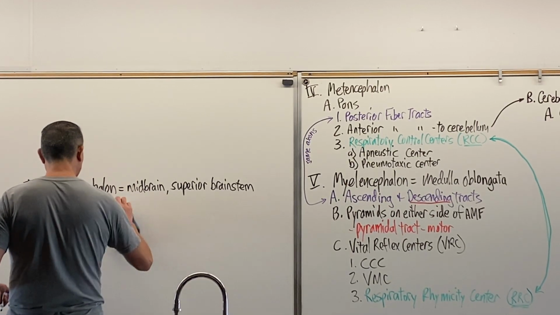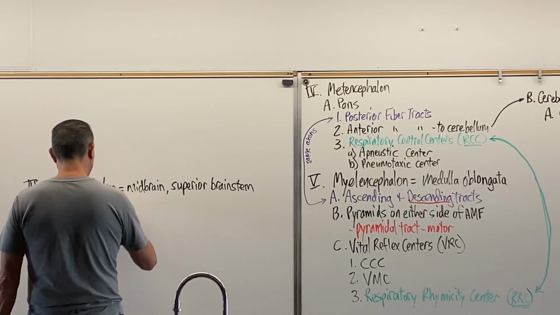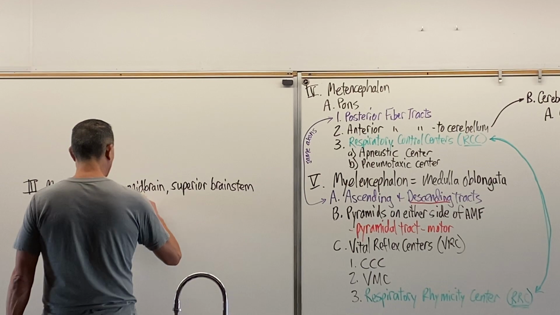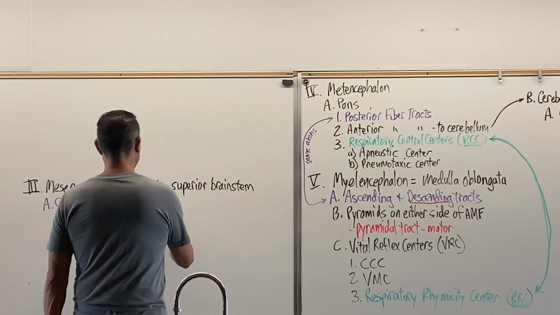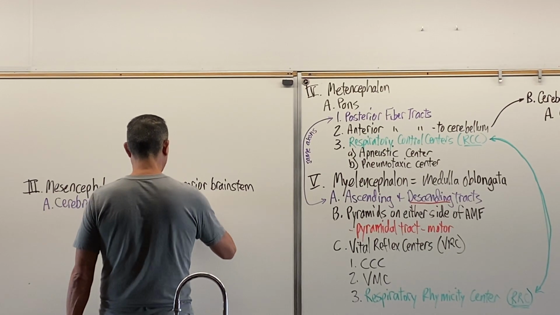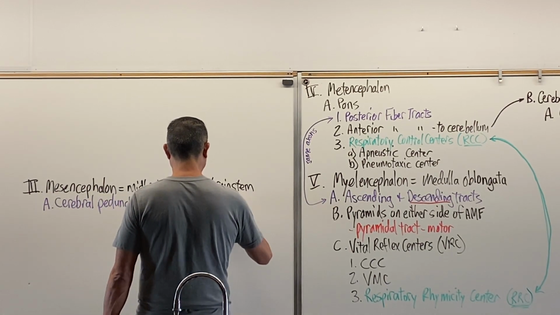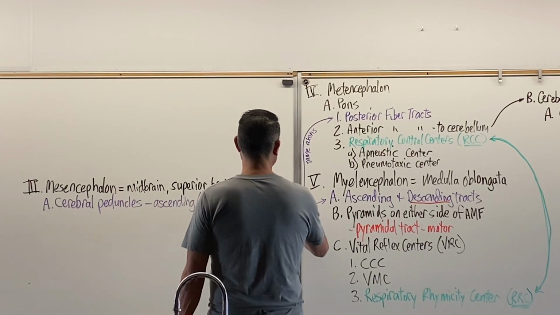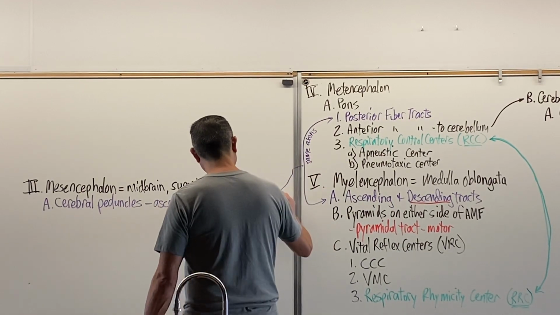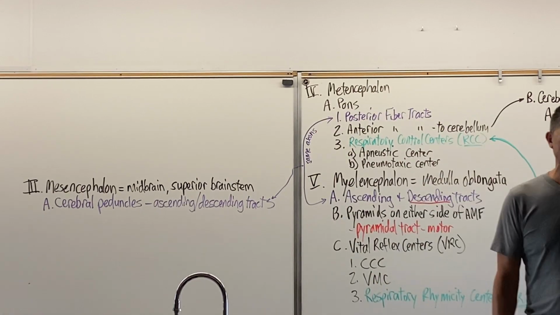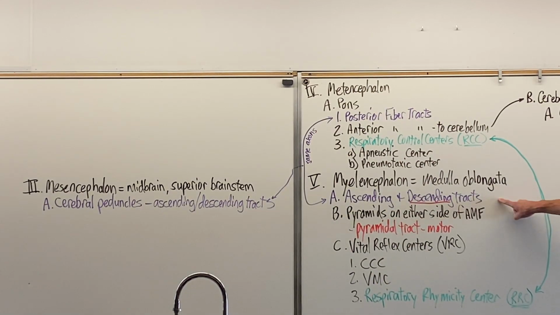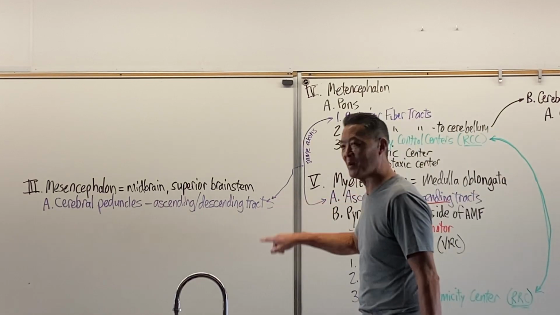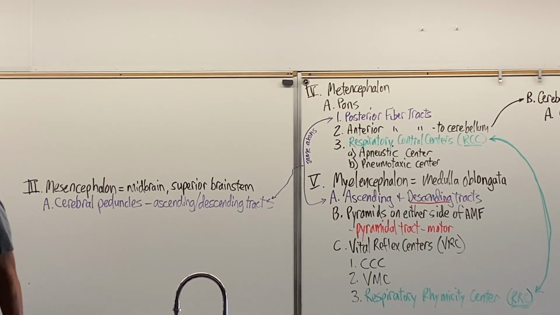Different from the cerebellar peduncles. Cerebellar peduncles are all about processing proprioception. Cerebral peduncles are ascending and descending tracts, which is basically the same axons. They are continuing up the brainstem. They're called ascending and descending tracts in the myelencephalon, posterior fiber tracts in the pons, and cerebral peduncles in the mesencephalon. They're all the same axons. That's why I use the same color.